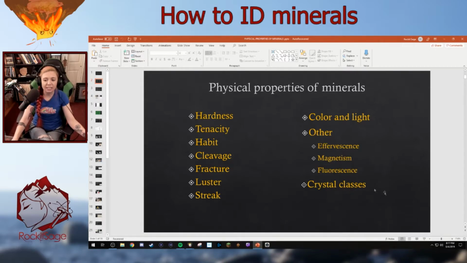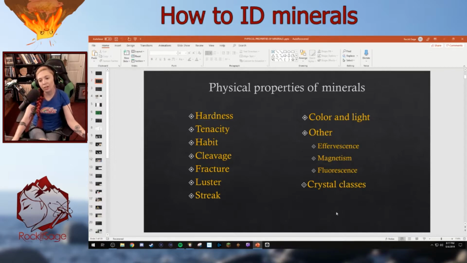The crystal classes, there are 6. I'm not going to go into detail on those today, but I want to go over them at some point for you guys. Specific gravity is unitless, whereas density is not. Density does have units.